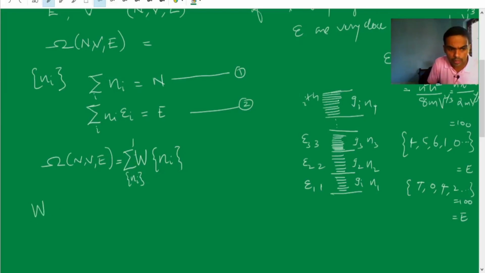Now what is omega of Ni? Let us take the ith cell. In the ith cell, I have Gi levels and Ni number of particles. So how many ways can these Gi levels be occupied with the Ni particles? That is represented by small omega of i. Similarly, small omega of 1.